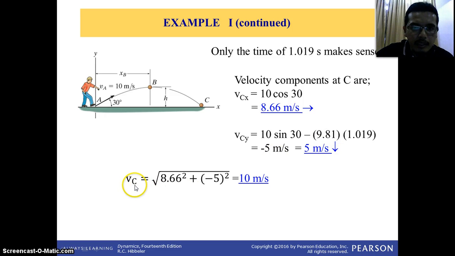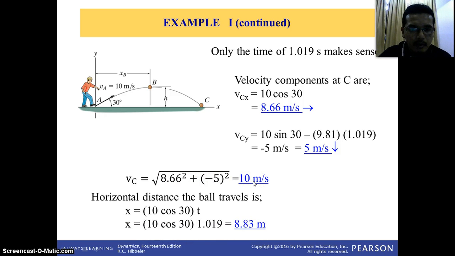So the magnitude of the velocity: we have Vcx here and Vcy here. So the square root of 8.66 square plus minus 5 square. We take the square root of the sum of these two, and we get 10 meter per second. Finally, the distance from A to C is given by x equal to 10 multiplied by cos theta multiplied by t, where t is 1.019. So we substitute: 10 multiplied by cos 30 multiplied by 1.019, and we get 8.83 meters. So from A to C is 8.83 meters.